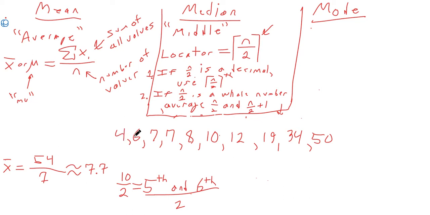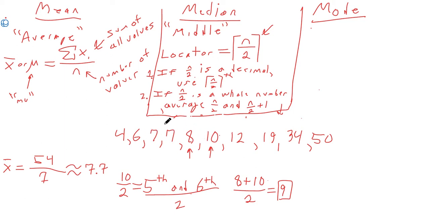Here, the 5th, 1, 2, 3, 4, 5, is 8. So 8 plus the 6th number, which is a 10. It's the 6th number in the row. If I add those together and divide by 2, it's 18 divided by 2, which gives me 9. That would be my median. Look at how well that describes the data. Yeah, 9's not necessarily a piece of information from the actual data set, but that's fine.